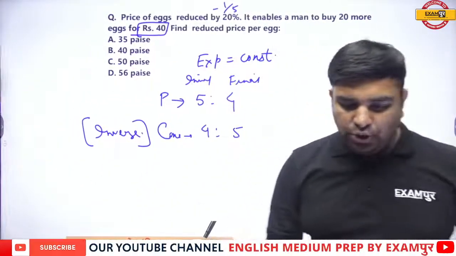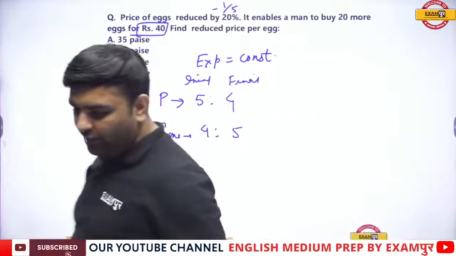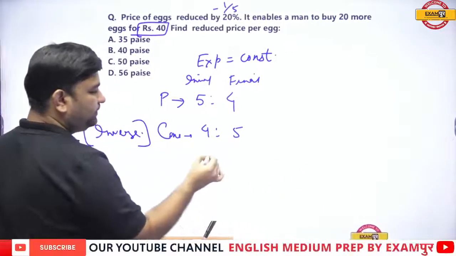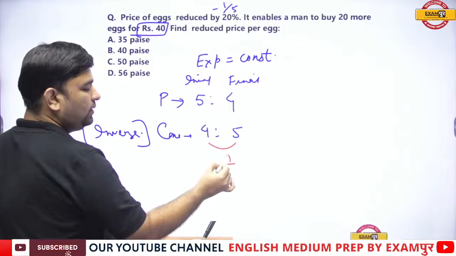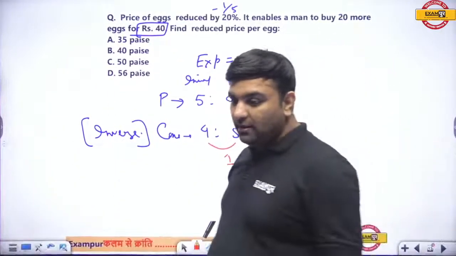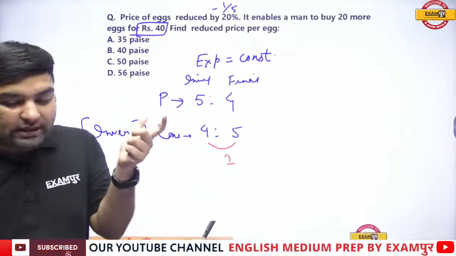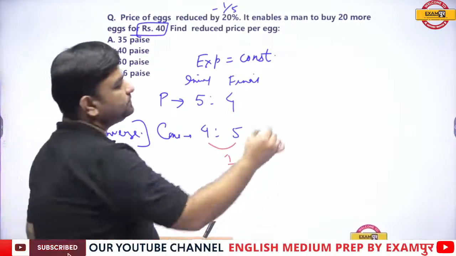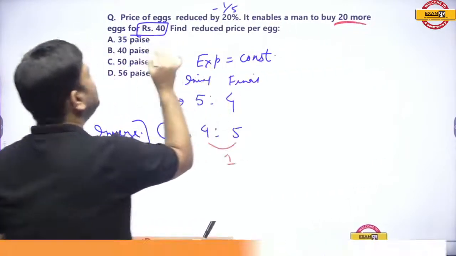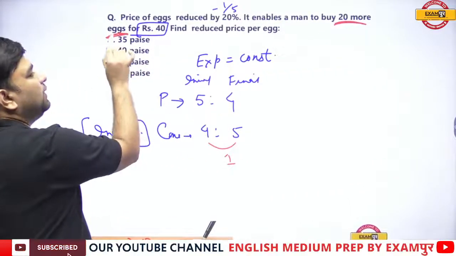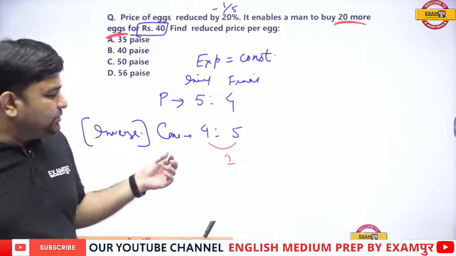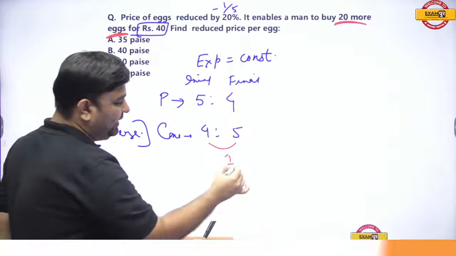So consumption should be changing in the inverse ratio from 4 to 5. How much is the increment in the consumption? 1. In the question, it is given 20 more eggs. Here, this one is given as 20 eggs.